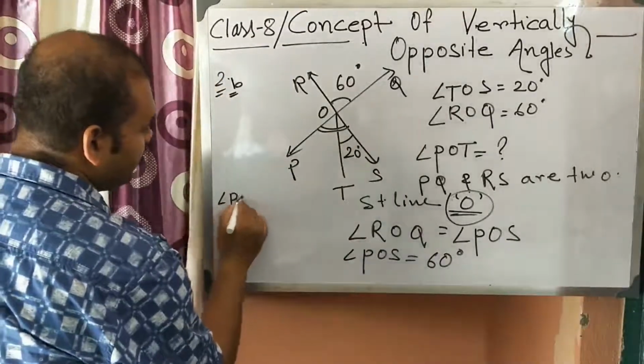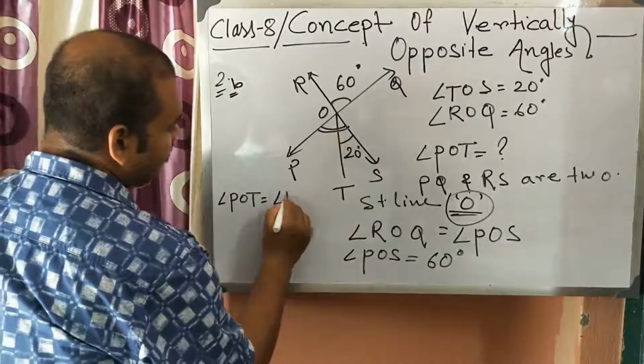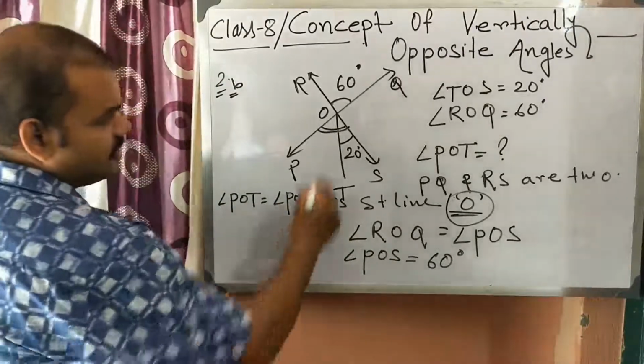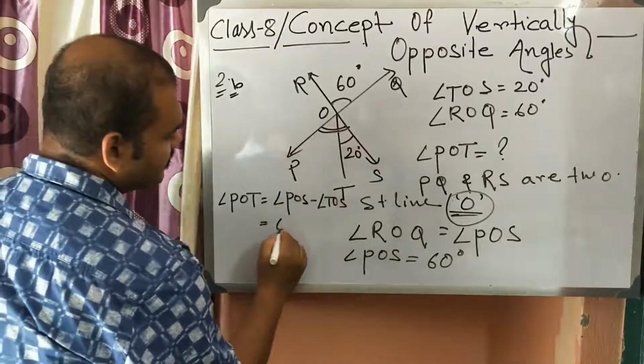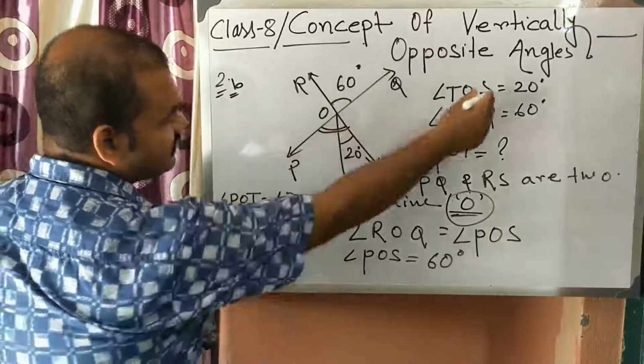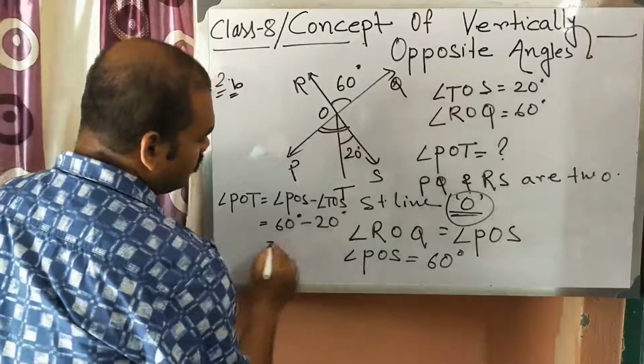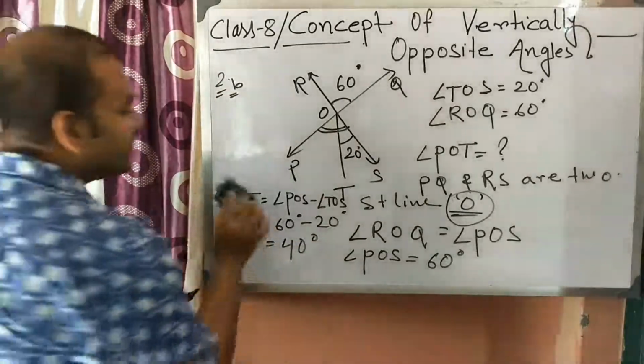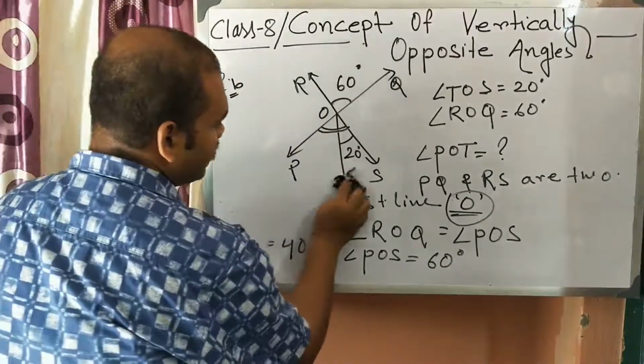So angle POT can be written as angle POS minus angle TOS. So what is the value of POS? 60 degrees minus TOS, which is given as 20 degrees. So it will be 40 degrees. Very easy. Next, we need to find out another angle.